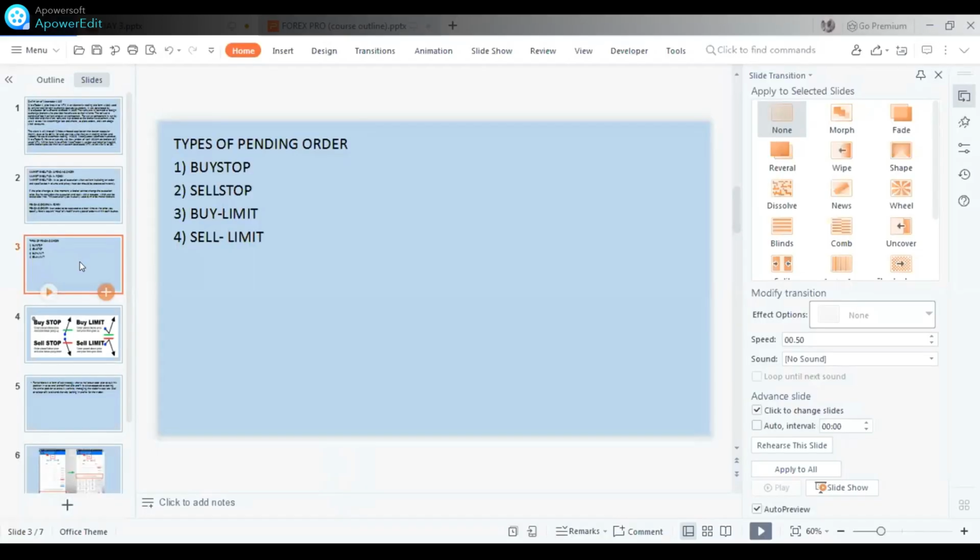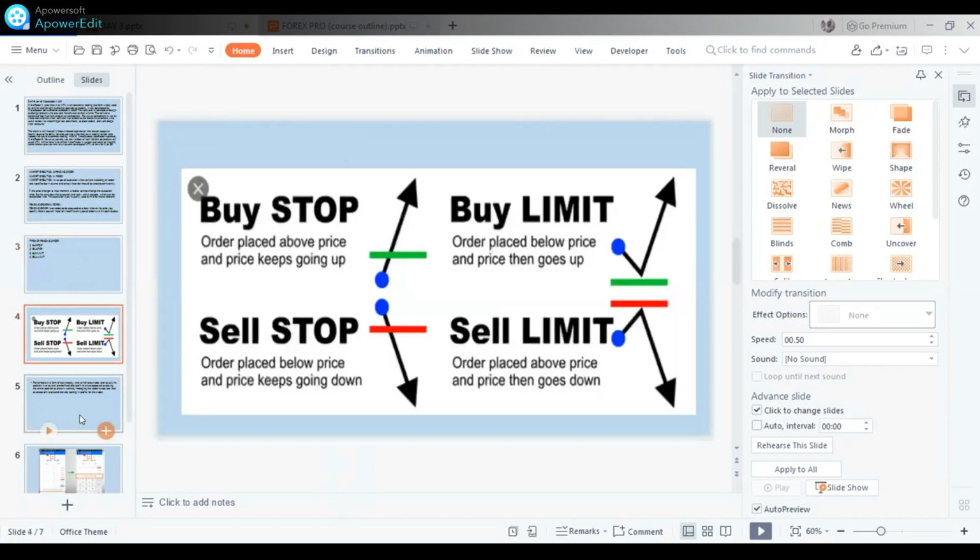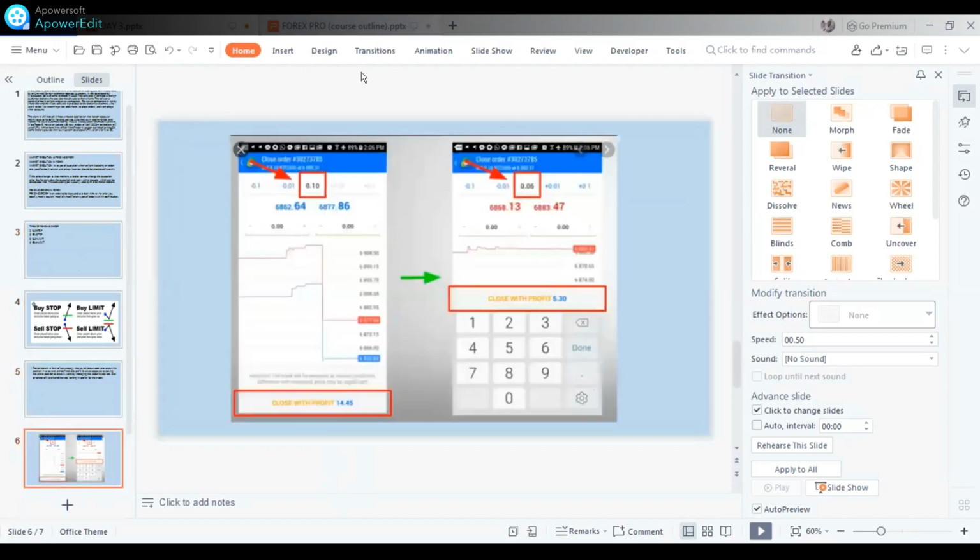Now, there are four types of pending order. We have the buy stop, the sell stop, the buy limit, and the sell limit. Don't worry, I'll give these PDFs. So let's go. Now, aside from pending order, I would like to talk about partial closing.